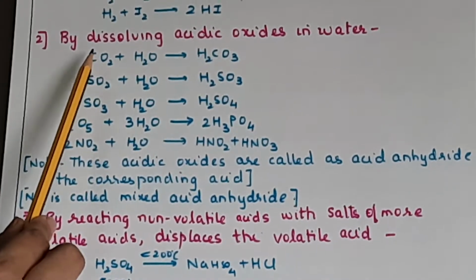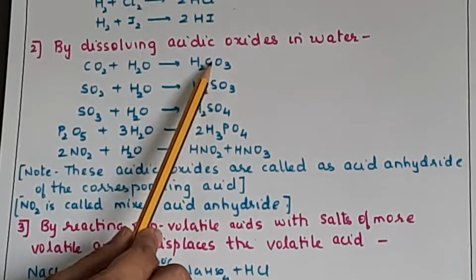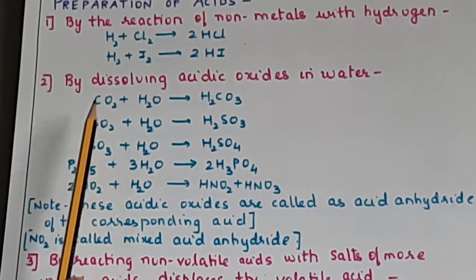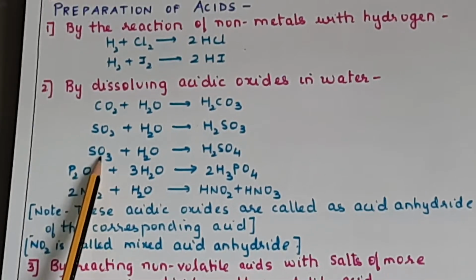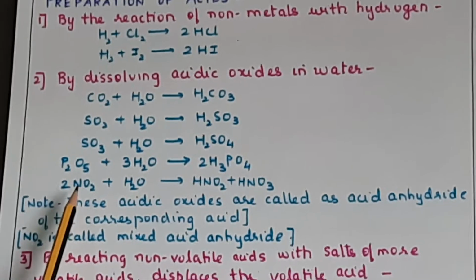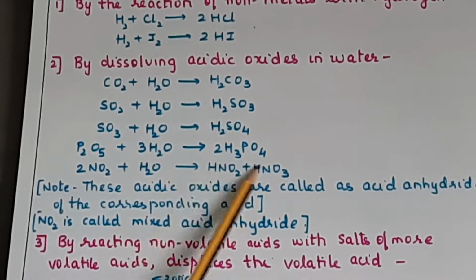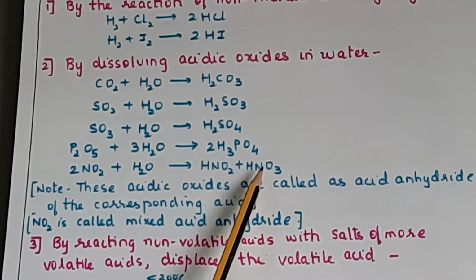So we say that carbon dioxide is the acid anhydride of carbonic acid. Sulfur dioxide is the acid anhydride of sulfurous acid. Sulfur trioxide is the acid anhydride of sulfuric acid. NO2 is called the mixed acid anhydride. Why? Because you are getting two acids: yes, the mixed acid anhydride of nitrous and nitric acid.